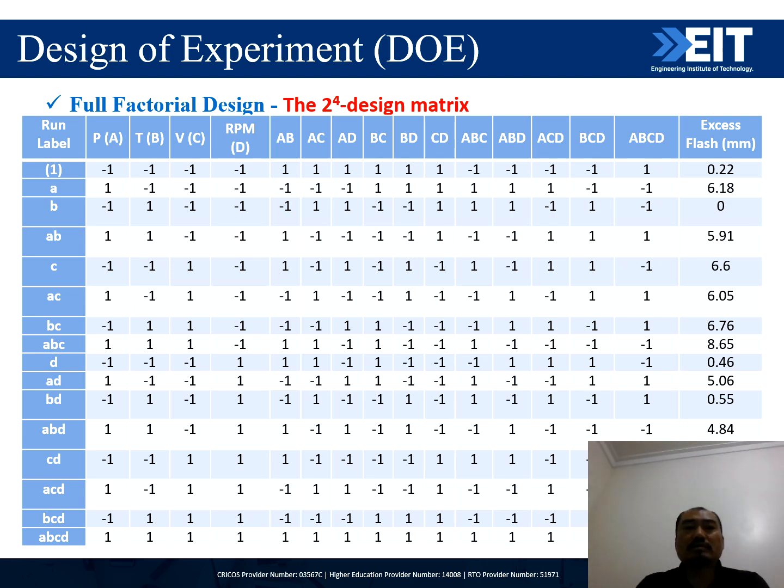Coming to the full factorial design, for four factors it is called 2 raised to the power 4, and for this we will have 16 rows, with the main factors A, B, C, D, and interaction factors. The combinations of the main factors can be put in columns and rows as shown in the table.